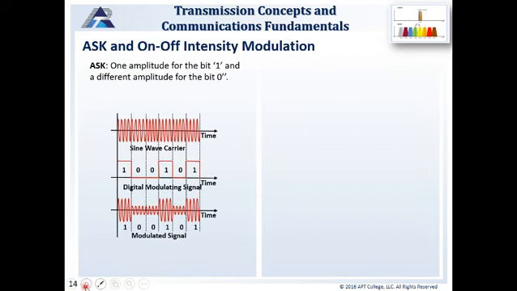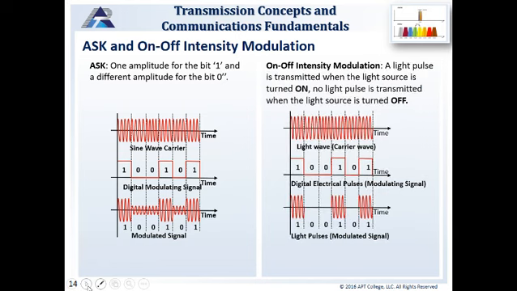Then we have amplitude shift keying. You have 1 amplitude for a 1, and that's going to be your carrier signal, and then for a 0, we decrease the power, we decrease the strength of that signal. And finally, what we use most commonly with fiber optics is on-off intensity modulation. It's where a light pulse is transmitted when the source is turned on, and no light pulse is transmitted when the source is turned off. So for a 1, we have a pulse. For a 0, we have no pulse. This type of modulation is widely used for fiber optic systems. Pulses of light represent 1s.